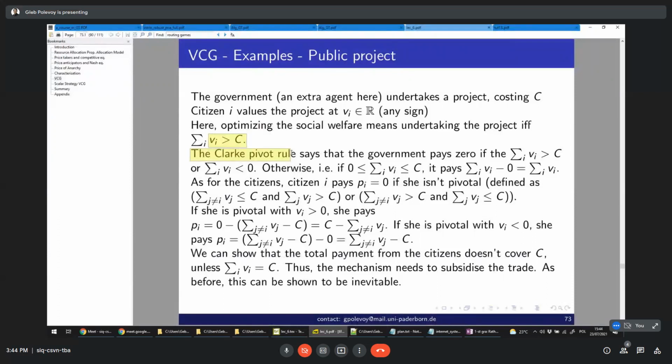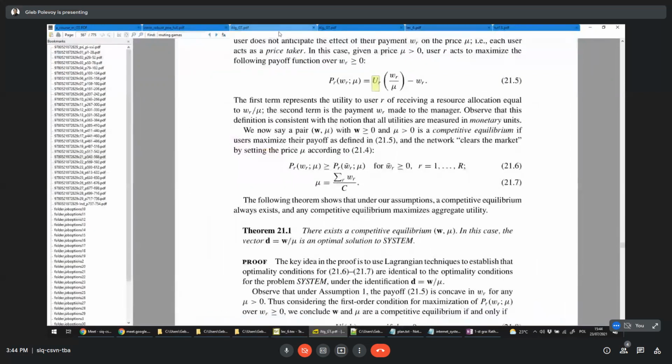Okay, we don't say how much the government pays in the book, but I did it as an exercise. Let's actually do it. It's nice. So do you remember what the Clarke pivot rule is? Maybe it's a good idea to recall that.